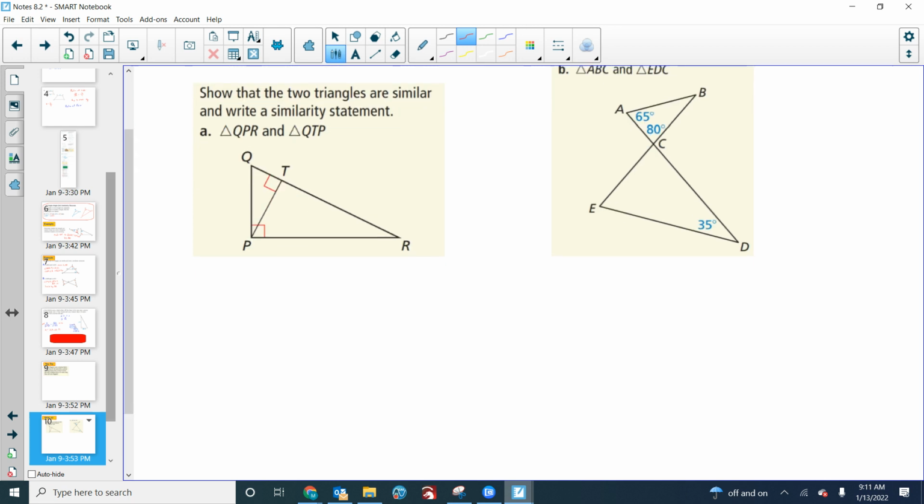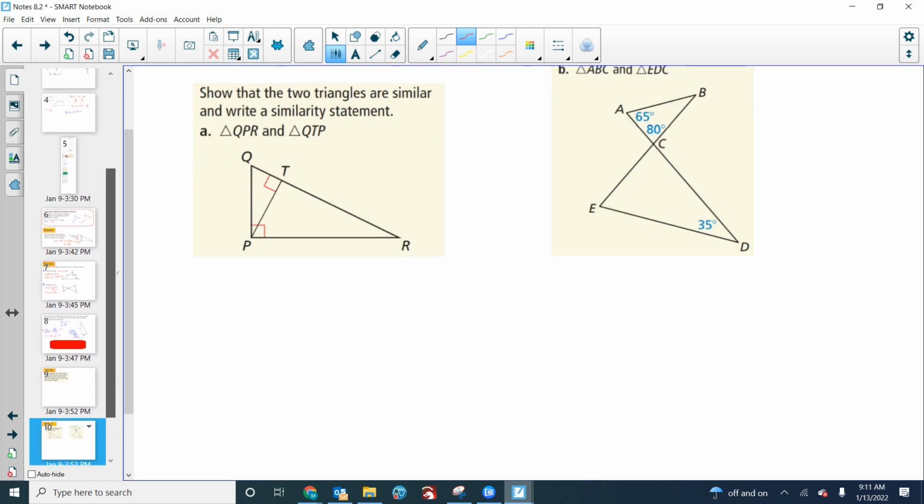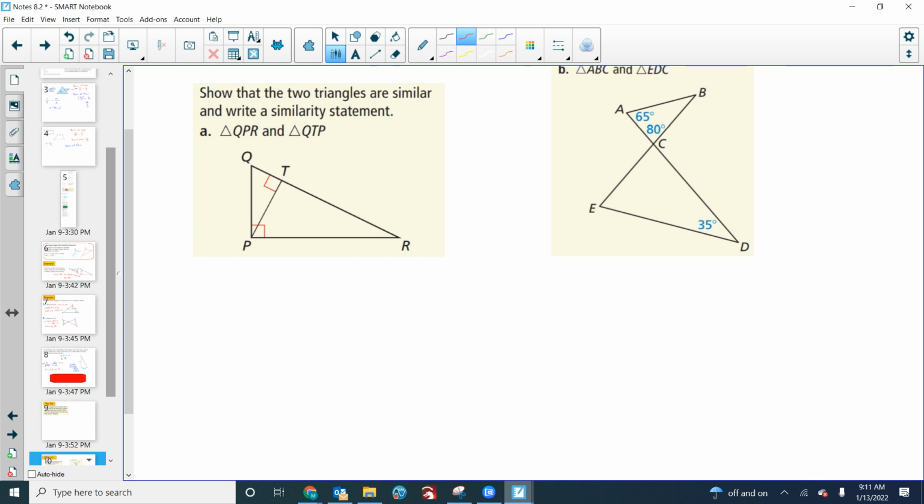Last couple problems for today. Show that the two triangles are similar and write a similarity statement. So here's what you need to look at. Do I know which triangles they're talking about? Because I see more than two triangles here. QPR is the one in red. QTP is in blue.